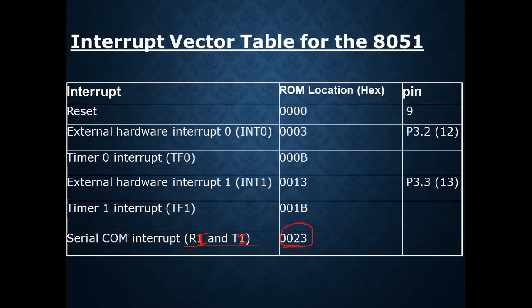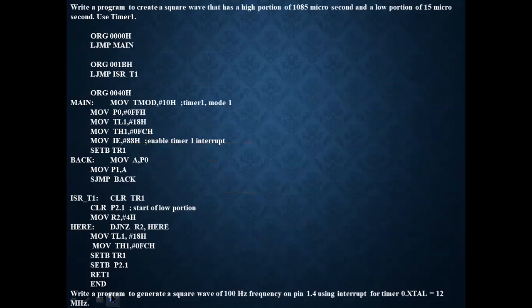Another thing you can see is that these two external hardware interrupts have pin numbers mentioned. This pin number and this pin number have been mentioned. Understood? But apart from these, the other three interrupts are internal interrupts, so no pin numbers are mentioned. Understood? Yes, sir. Software interrupt. Okay.